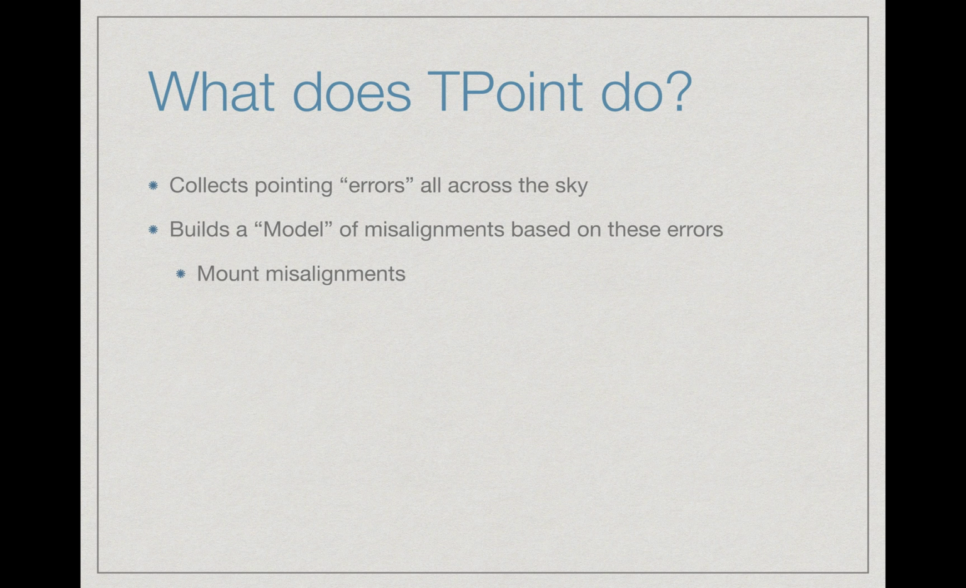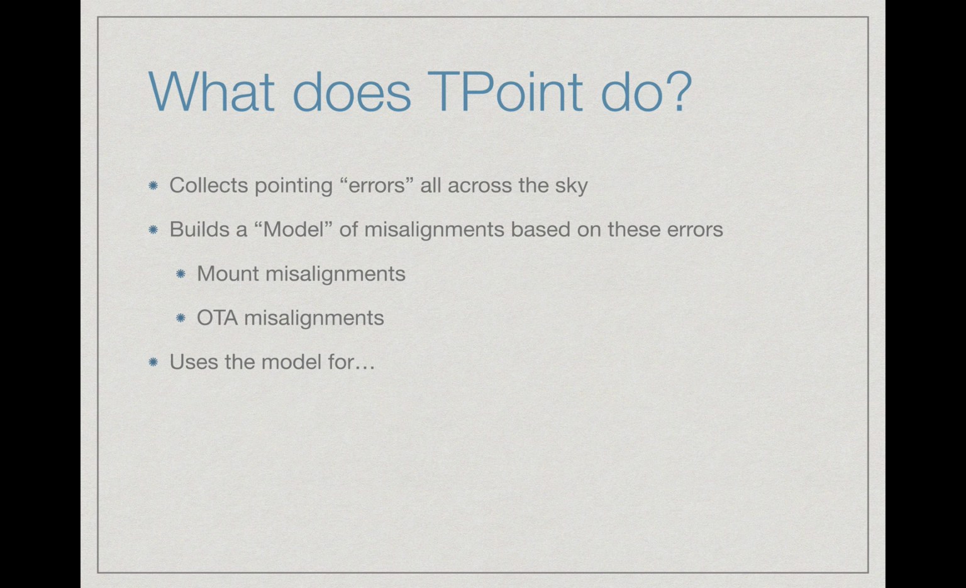Now, this is not only a model of your mount misalignment, like your altitude and azimuth, but it also models OTA misalignments. For example, the front of your telescope may be a little bit higher on the versaplate or a little to the left or right. All these things are crooked, sometimes to a very small amount, but it makes a big difference when you're pointing at objects in the sky.